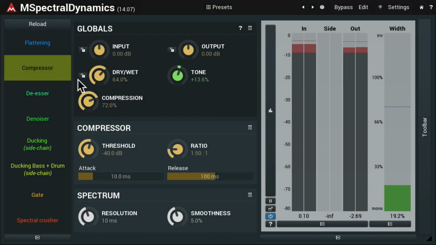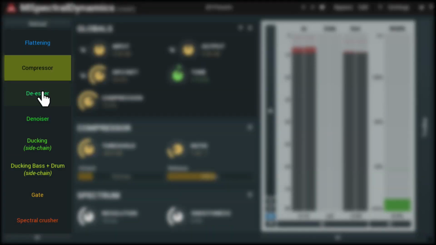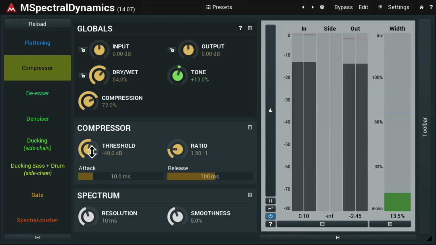MSpectralDynamicsLE is like many plugins in one. Each of its 8 descriptively named devices operates as a self-contained spectral dynamics processor in its own right. Working very differently to conventional compressors and gates, MSpectralDynamicsLE applies its processing dynamically to every individual frequency in the source signal. Let's take a quick tour to hear it in action.